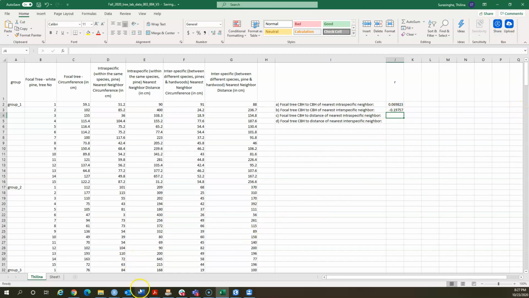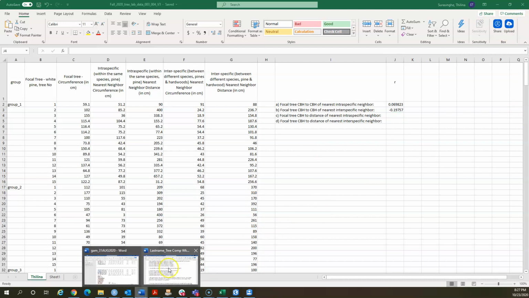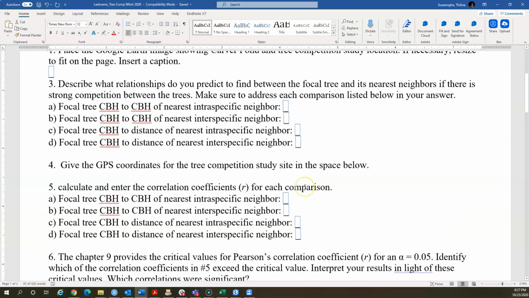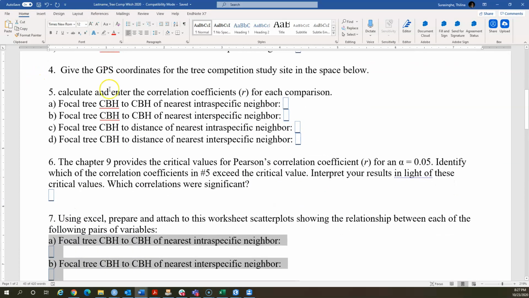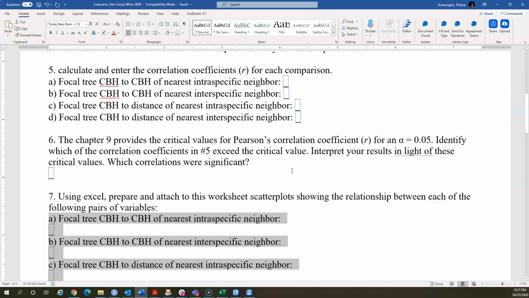And let's go to my worksheet over here, right? Question number 5, calculate and enter the correlation coefficient. So just copy and paste those values, right? When you copy and paste, do not forget to copy the negative sign, if there is a negative sign.